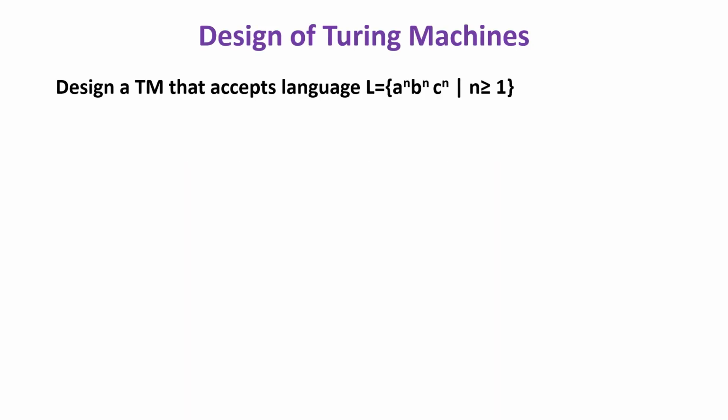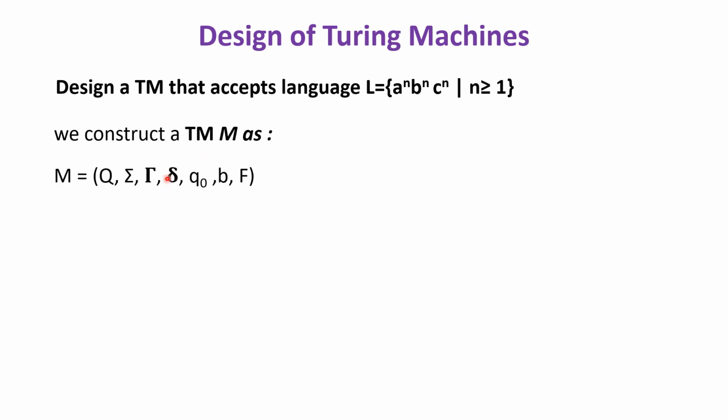Hi friends, in the previous video we discussed designing a Turing machine for the language A raised to n, B raised to n, C raised to n. In this video we will construct the transition diagram for the same, where Turing machine M consists of Q, Sigma, Tau, delta, Q naught, B, F, where the number of states needed, as we discussed in the previous video, are Q0 to Q6, where Q0 is the initial state and Q5 is the final state.